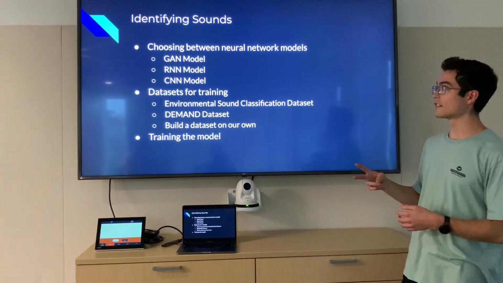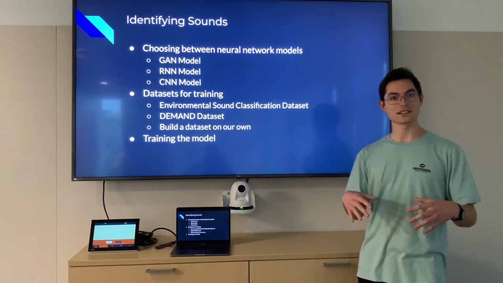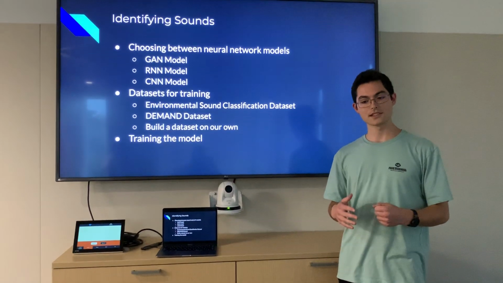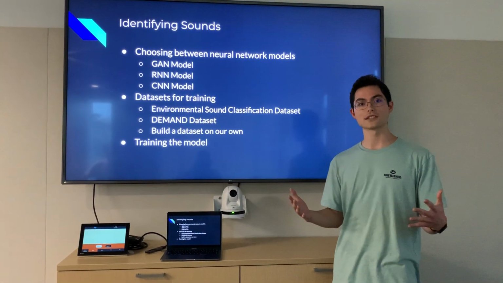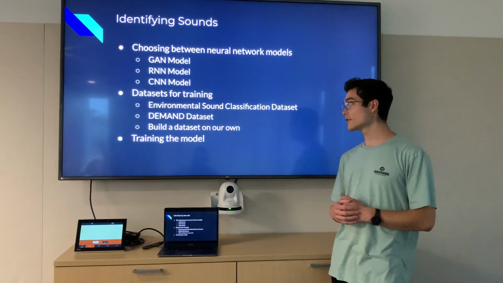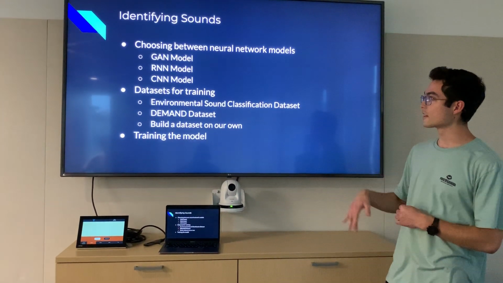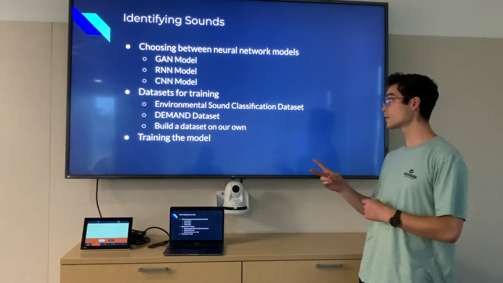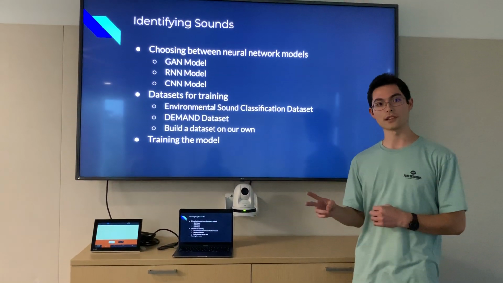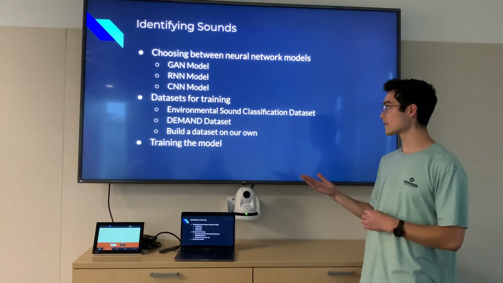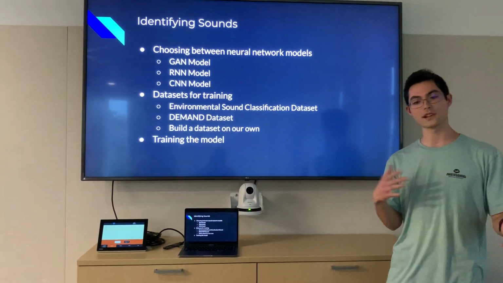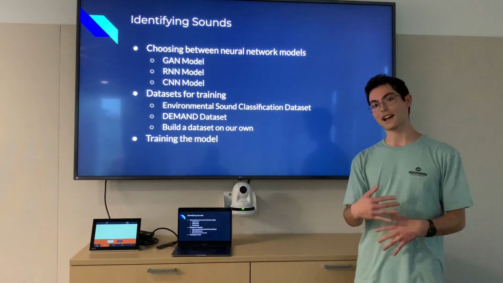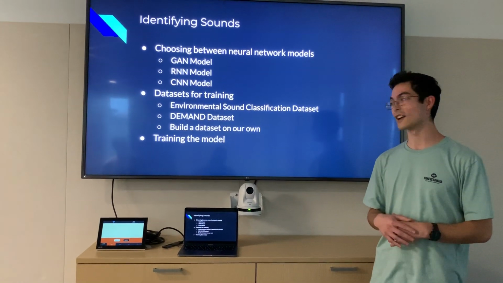The second part of our machine learning solution involves finding a suitable data set for us to use. So if we have a good model but nothing to train it with, it will never be able to learn how to classify sound. So to do that, we looked through several libraries online and found 2 suitable data sets to train with, being the environmental sound classification data set and the demand data set, both of which have a bevy of environmental sounds that we can give to the neural network.